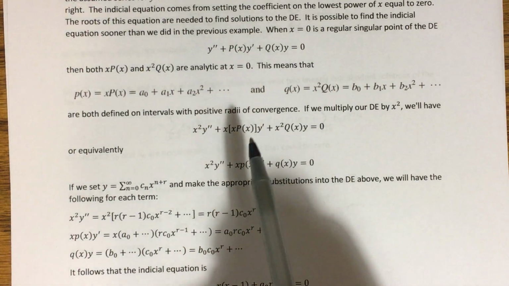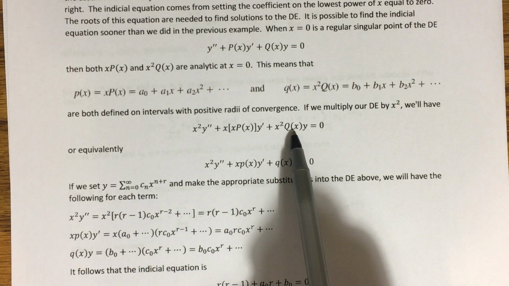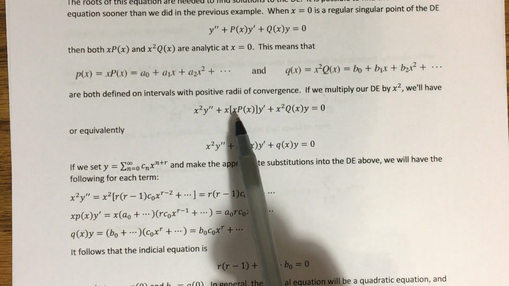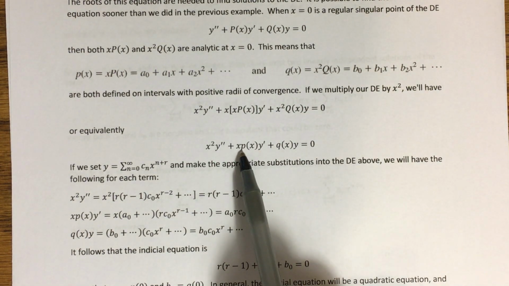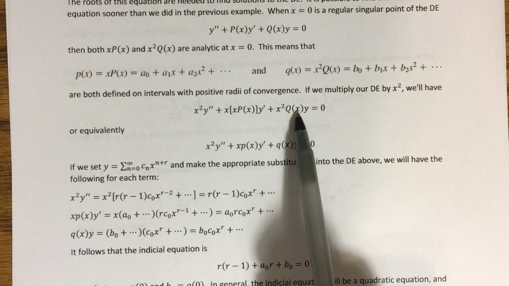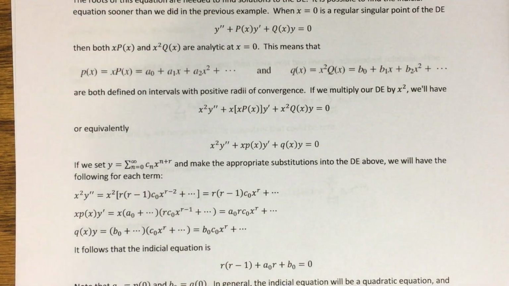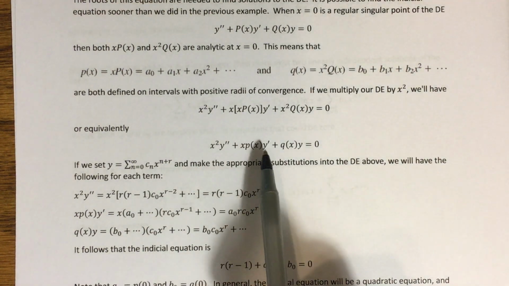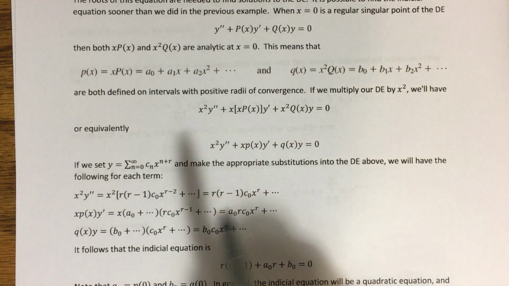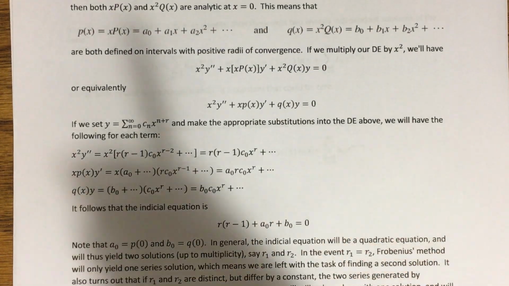My reasoning for doing that is because I've made this x P of x term and this x squared Q of x term show up, both of which I've said something about up here. So this x P of x in square brackets I could rewrite as little p of x, and this x squared capital Q of x I could write as little q of x, and then just rewrite this DE that way. However, both little p and little q have series that we've defined up here. We're using the assumption that they're analytic to do that.